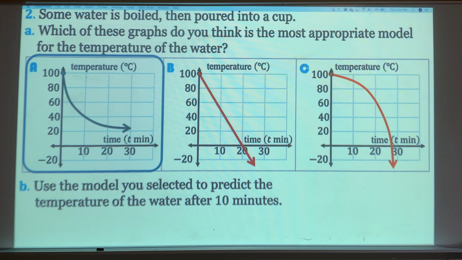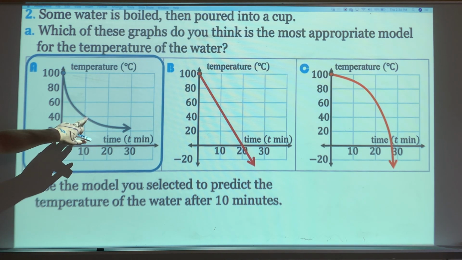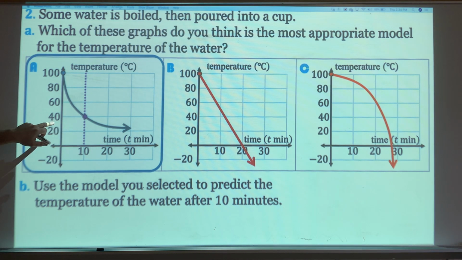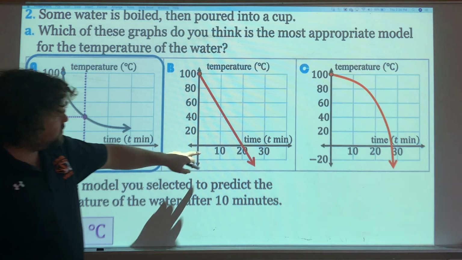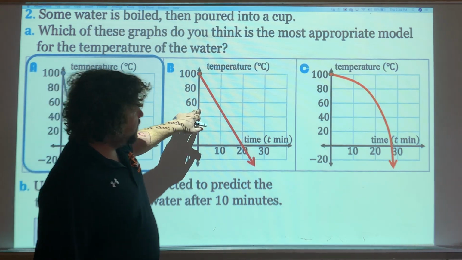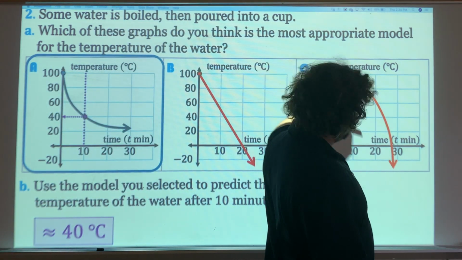Predict the water after 10 minutes. So I have to use this model. After 10 minutes, I'll go up here, make my point. It would be about 40 degrees Celsius. If I was using this model, after 10 minutes it'd be 50. If I was using this model, it'd be 90.